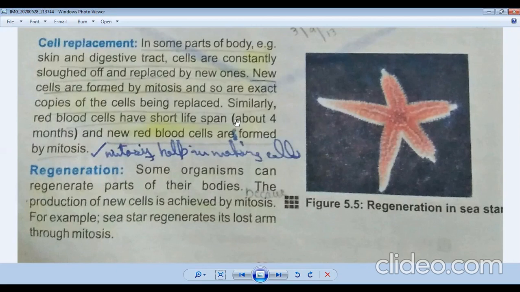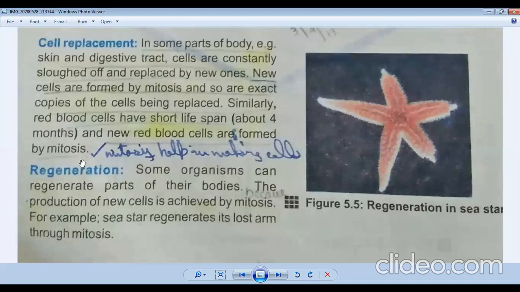They remain alive in our body for only about 4 months, and after 4 months new red blood cells are formed by mitosis. So mitosis is very important for cell replacement in our body.